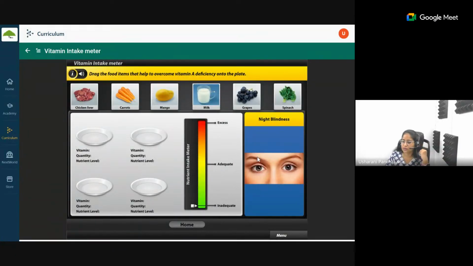Drag the food items that help to overcome vitamin A deficiency onto the plate. Here we are asking to drag the food items onto this meals plate, so that whatever he is deficient in, vitamin A, which you can see in night blindness. When you start dropping that, we cannot say that he's recovering from this, but he will not lose any further vision, right? So let us see that by dropping the item. You can see when you drop the item, the quantity of nutrient value he is gaining from it.